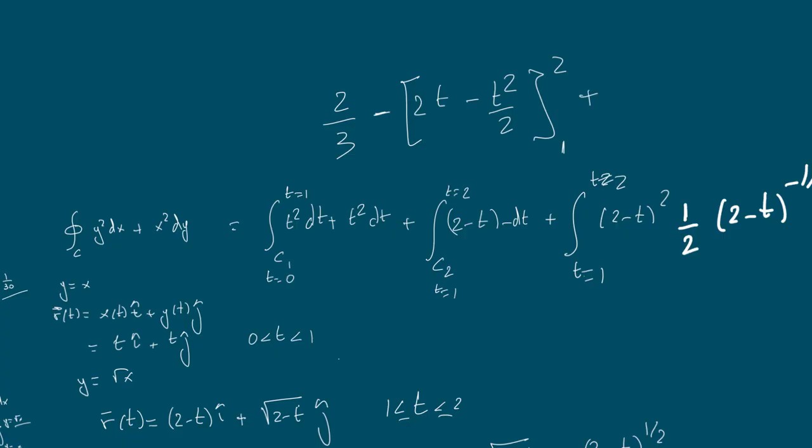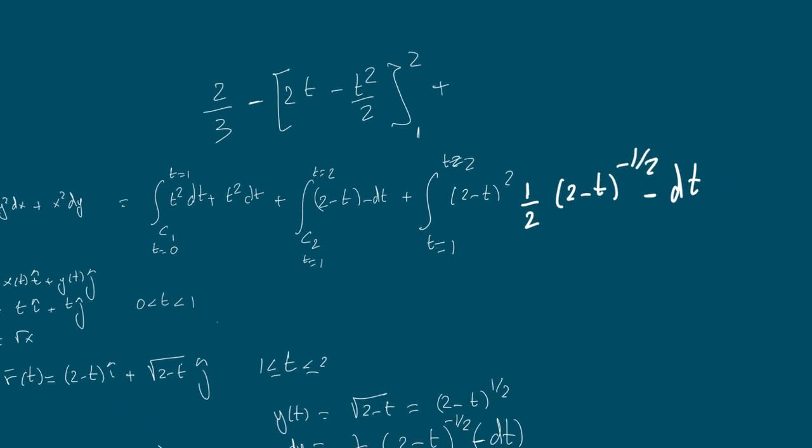Plus, now this integral: 2 minus t squared multiplied by 2 minus t squared. Minus 1/2 is 2 minus t to the 3/2. So it will be 1/2, 2 minus t to the 3/2; 3/2 plus 1 is 5/2, divided by 5/2 is 2/5. And these have to be evaluated between 1 and 2.